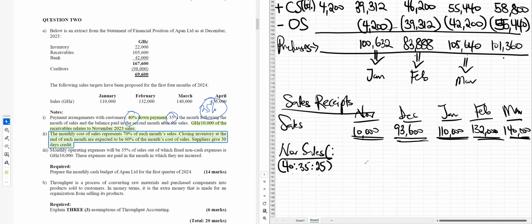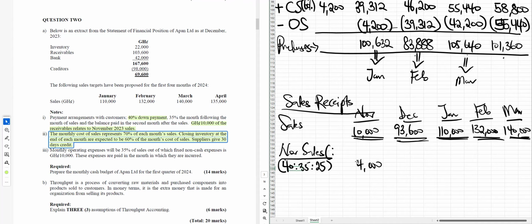So that means November sales, 40 will be here, 35 will be in December, and then some will be in January. So you see, if you don't deal with November, because some will fall in January. So that means November. 40% of the 10,000, 4,000 will fall in the same November.